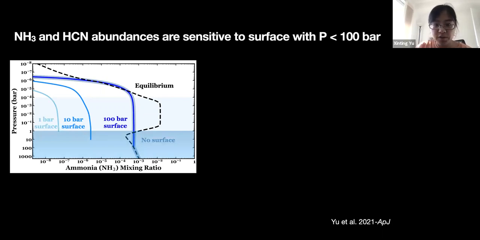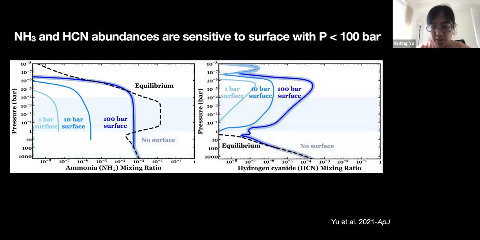And then there's another species that behaves basically the same as ammonia, and it's hydrogen cyanide, HCN. So it's sensitive to both the 1 bar and 10 bar surfaces. And this is because HCN is a direct derivative of ammonia. So basically, the more ammonia is produced, the more HCN tends to be produced as well.